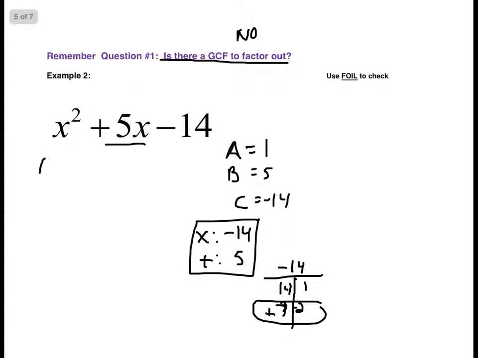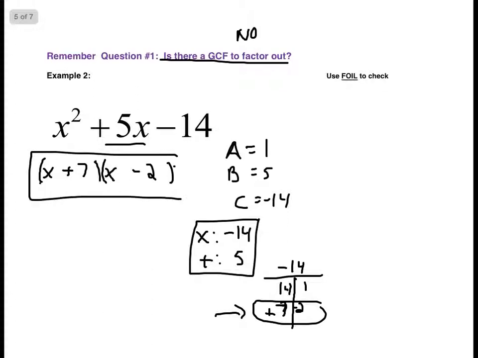So the way we write our answer when the leading coefficient is 1 is I just put an x here and I put an x there. And then I'm going to write in my answers as my binomials. So x plus 7 and x minus 2. So that is my answer.